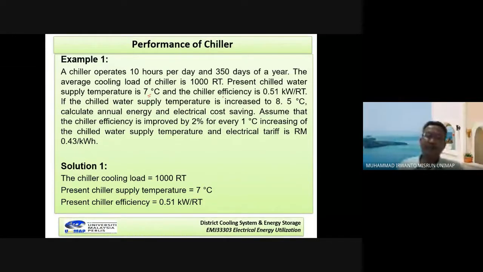Meaning here, when we increase the temperature, how much energy can be saved? How much electrical cost can be saved? Okay, we can discuss it. The first one, look at here. The average cooling load of the chiller is 1000 RT. So in here, 1000 RT is the chiller cooling load.